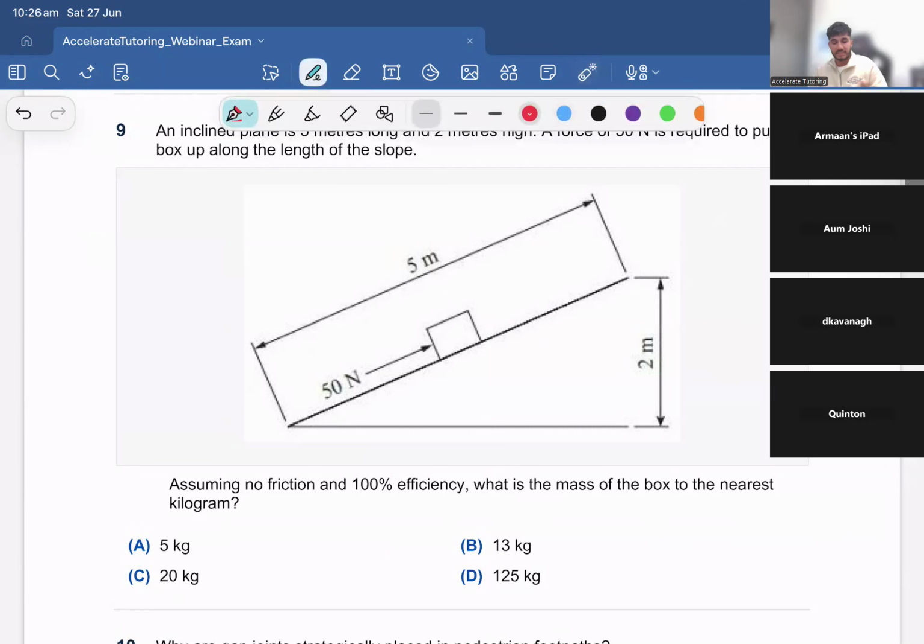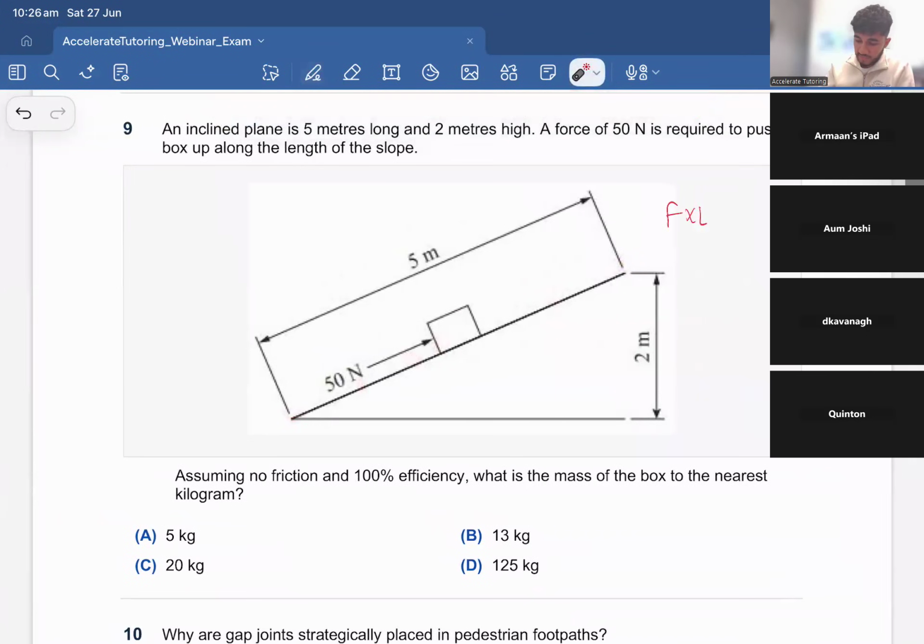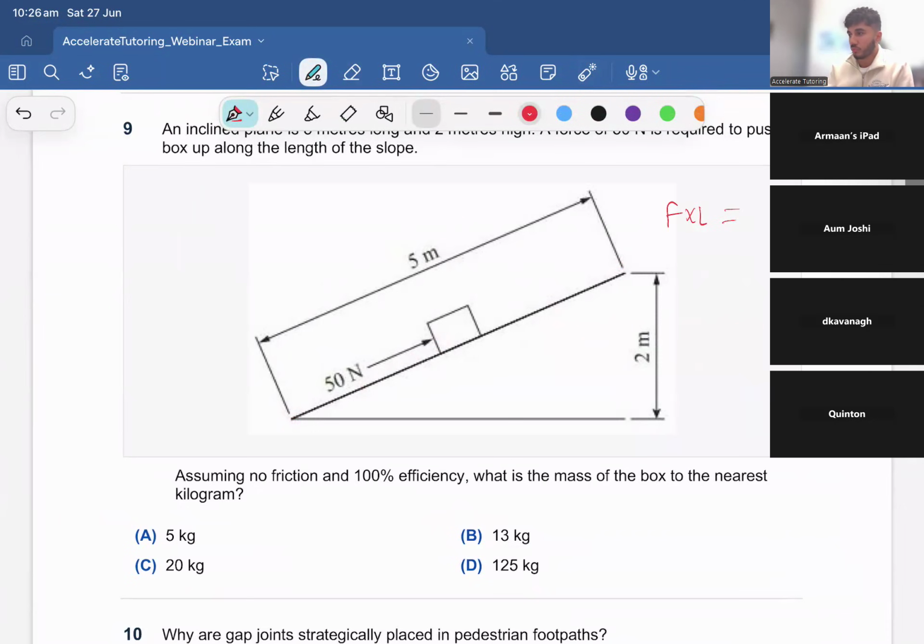So this is simply just a work energy question. In this case, it's just force times length of the ramp is equal to the weight times the height that you take the box up. So this is a simple machines question. So we substitute our values in. Our force is 50 newtons. Our length is 5 meters. Weight we can break down into mass times gravity, which is 10 in engineering studies, times the height, which is 2. Therefore, 250 is equal to 20 times m, or our mass. Therefore, mass is just 250 divided by 20. That gives us 12.5. Estimate that to 13. That's our answer.